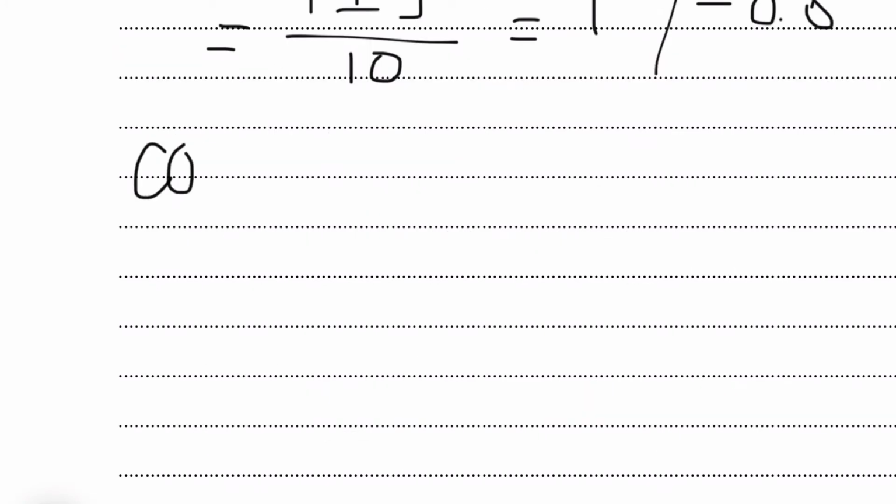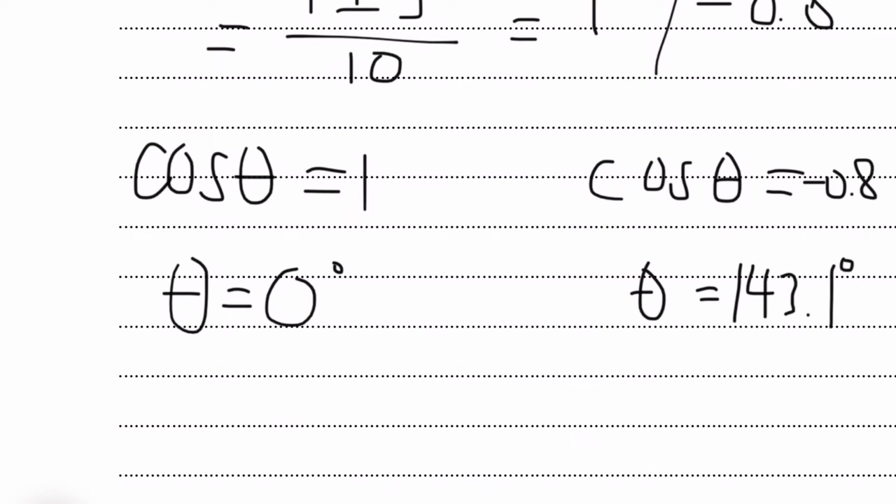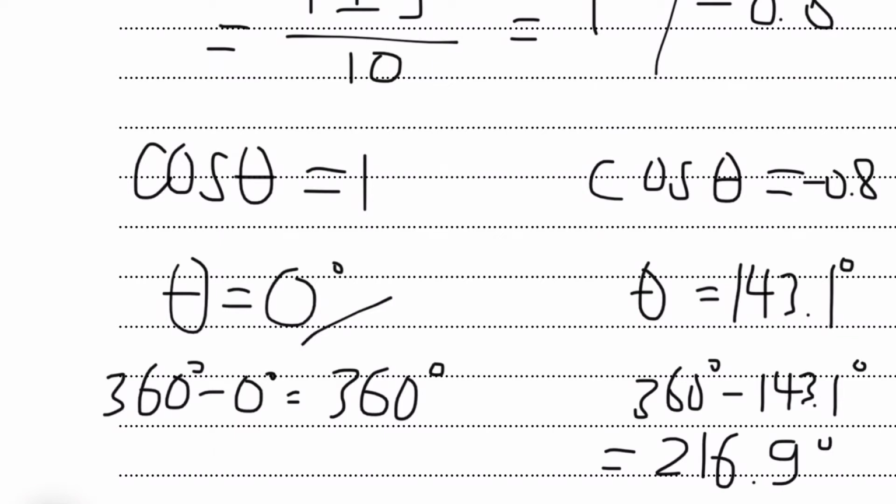Now cosine theta is equal to 1 and cosine theta is equal to negative 0.8. For this, your theta will be 0, and for this, your theta will be 143.1. Now, since this cosine function is positive, you get two other values. So 360 minus 0 is 360, and 360 minus 143.1 is 216.9. So these four are your values.